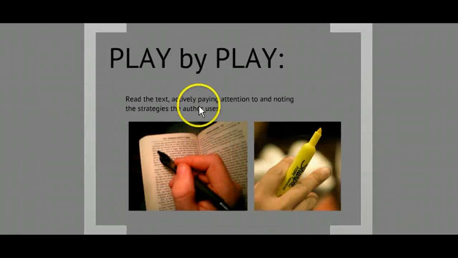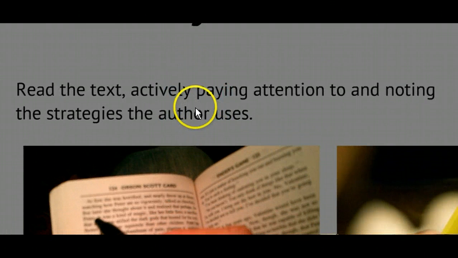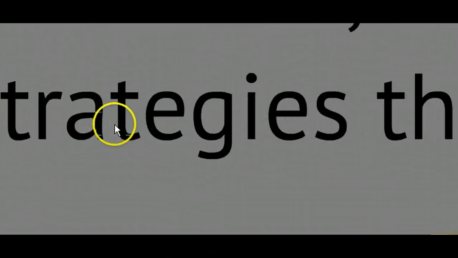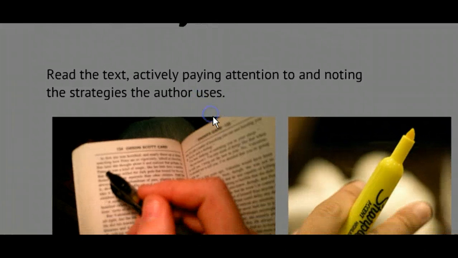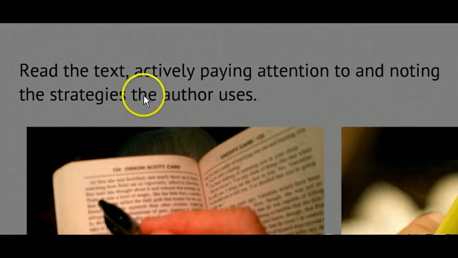The next step would be to actually read the text, read whatever it is they're wanting you to analyze. And while doing that, you need to actively take notes, and those notes need to be about the strategies you see the author using, right? This makes sense. If we're writing an analysis of the strategies, while we're reading that text, we need to be looking for those strategies, making notes.